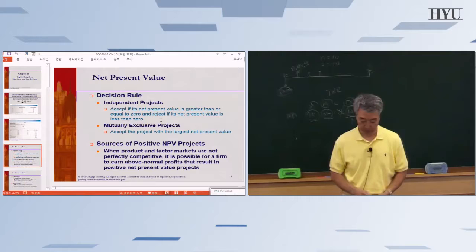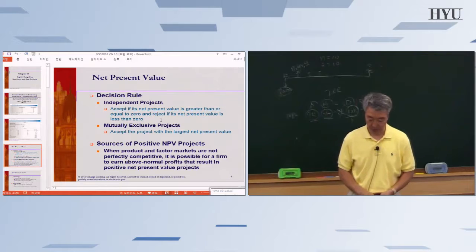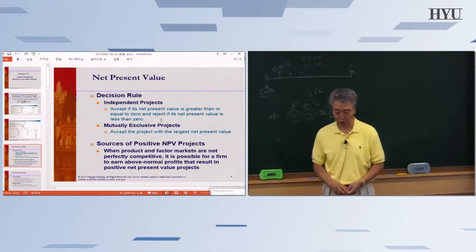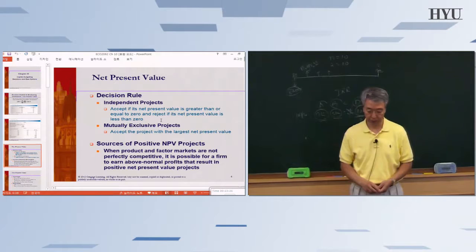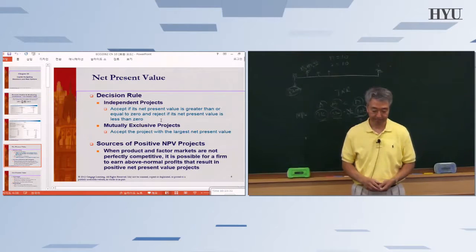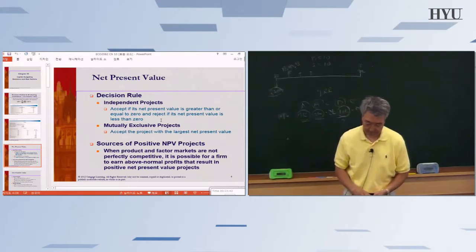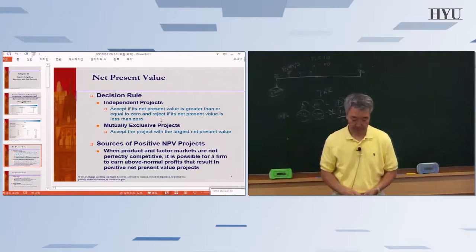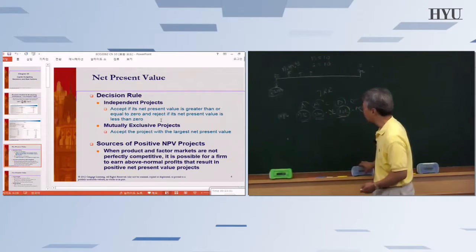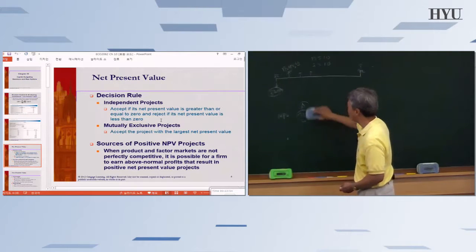Sources of positive net present value project. It seems a little bit out of the scope of this chapter, but I guess it is a useful thing to consider. The textbook, the chapter, is trying to give you some understanding of how this positive net present value projects can come around. Well, I'll have to bring some microeconomic discussion here.